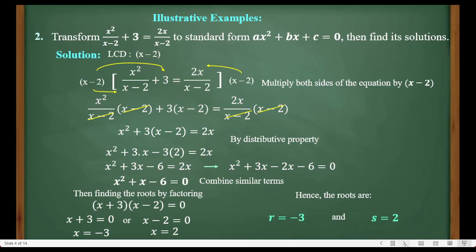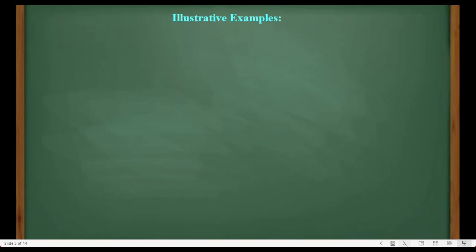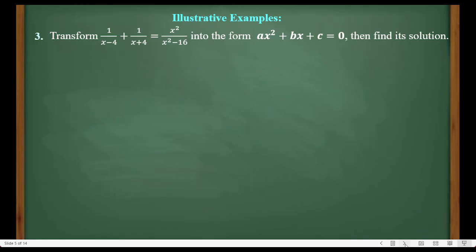Next, for number 3, we have another rational equation to be written in quadratic equation standard form. And we are also asked to find its solution or solutions. But this time, we are dealing with not just one, but three different denominators. And these are x minus 4, x plus 4, and x squared minus 16.